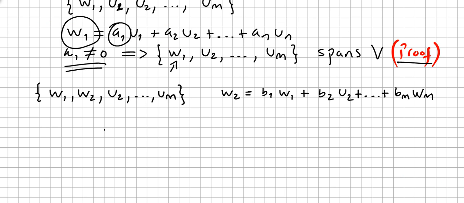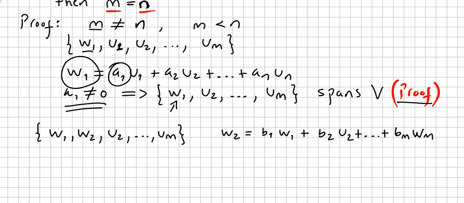And doing more or less the same process, here we picked w1, u1, u2, etc. And now we pick another set. We pick the set with w1, w2, and we keep on u2, u3, till um. So this time w2 is going to be a linear combination of w1 and u2, etc. till um. So w2 equals b1 times w1 plus b2 times u2 plus etc. till bm times um.